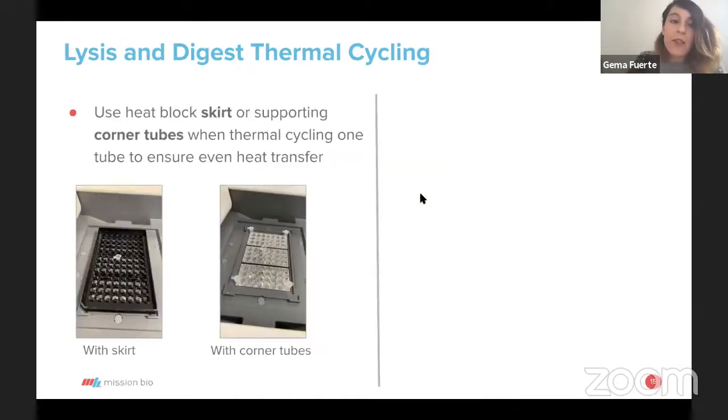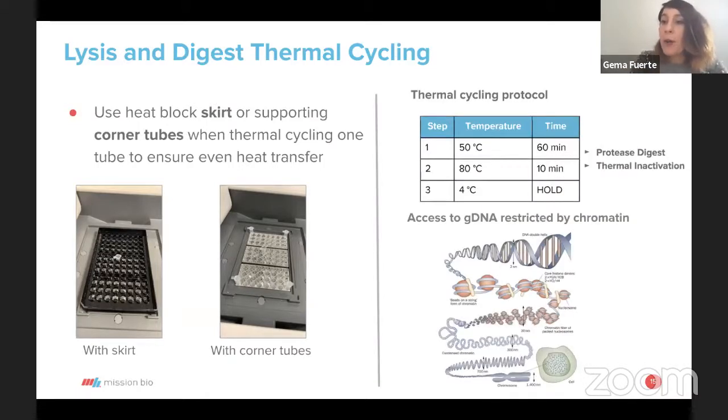You just place your tube on a thermocycler, and to ensure even temperature distribution, we ask our users to use either a skirt, or if they don't have a skirt, just place tubes in the corner to ensure even heat transfer. This is the program that we run, very simple: 50 degrees, 60 minutes to digest, and 80 degrees, 10 minutes to inactivate the protease.